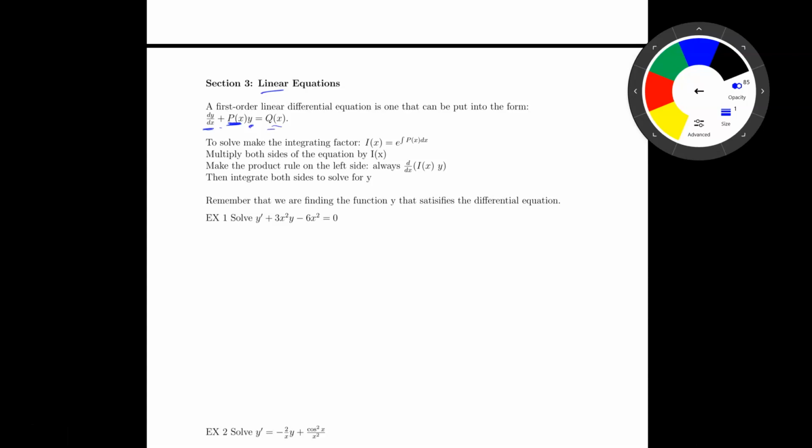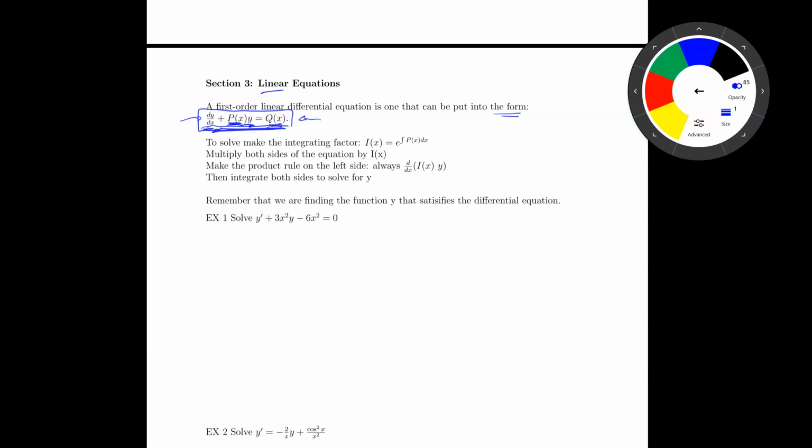So first, in order to solve these kinds of equations, so you're going to have three terms minimum, you must get this into what's called the standard form. So it must be in this form: a 1 in front of the y prime, and on the same side the y prime is on, you have your p of x times y, and then your other term with just the x's on the right hand side.